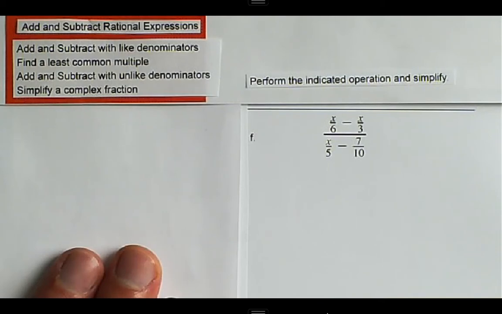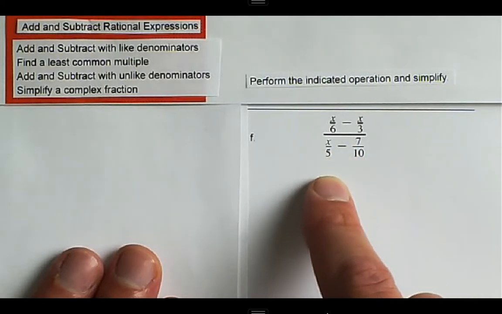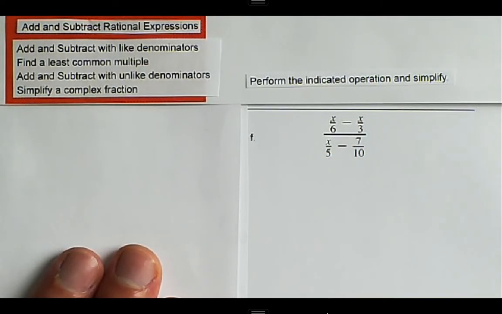We want to add and subtract rational expressions, and we want to be able to use that to simplify complex fractions. So we want to perform the operations and simplify. And right now we have a rational expression in the numerator and a rational expression in the denominator, and we want to simplify that.